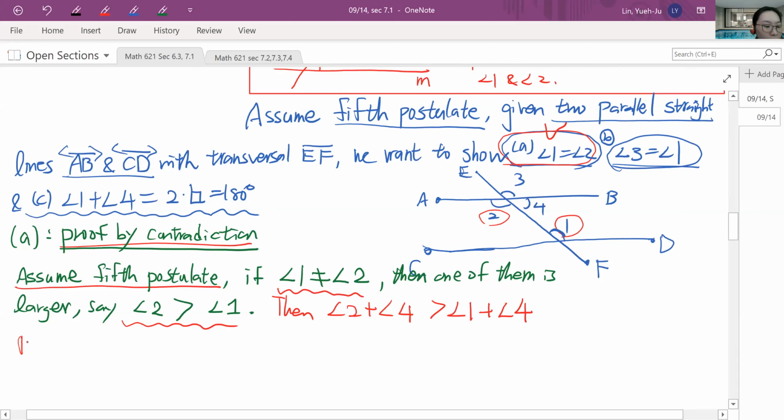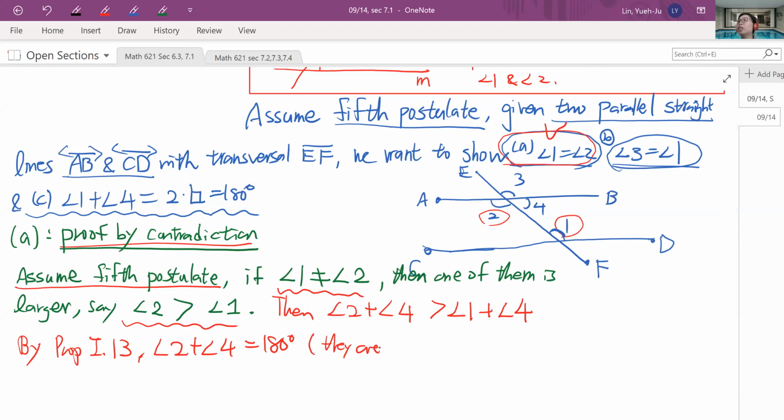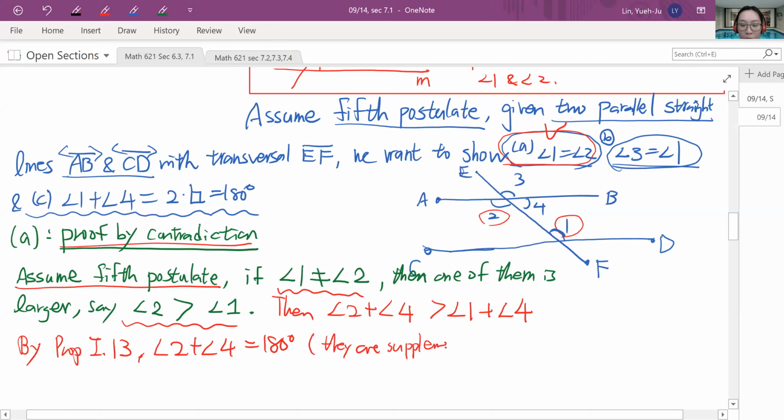Then by proposition 1.13, essentially we know that angle 2 plus angle 4 is equal to 180, right? Let me remind you, proposition 1.13 tells you that if you have supplementary angles, adjacent angles next to each other along a line, then they add up to 180. So let me put, because they are supplementary angles, right?